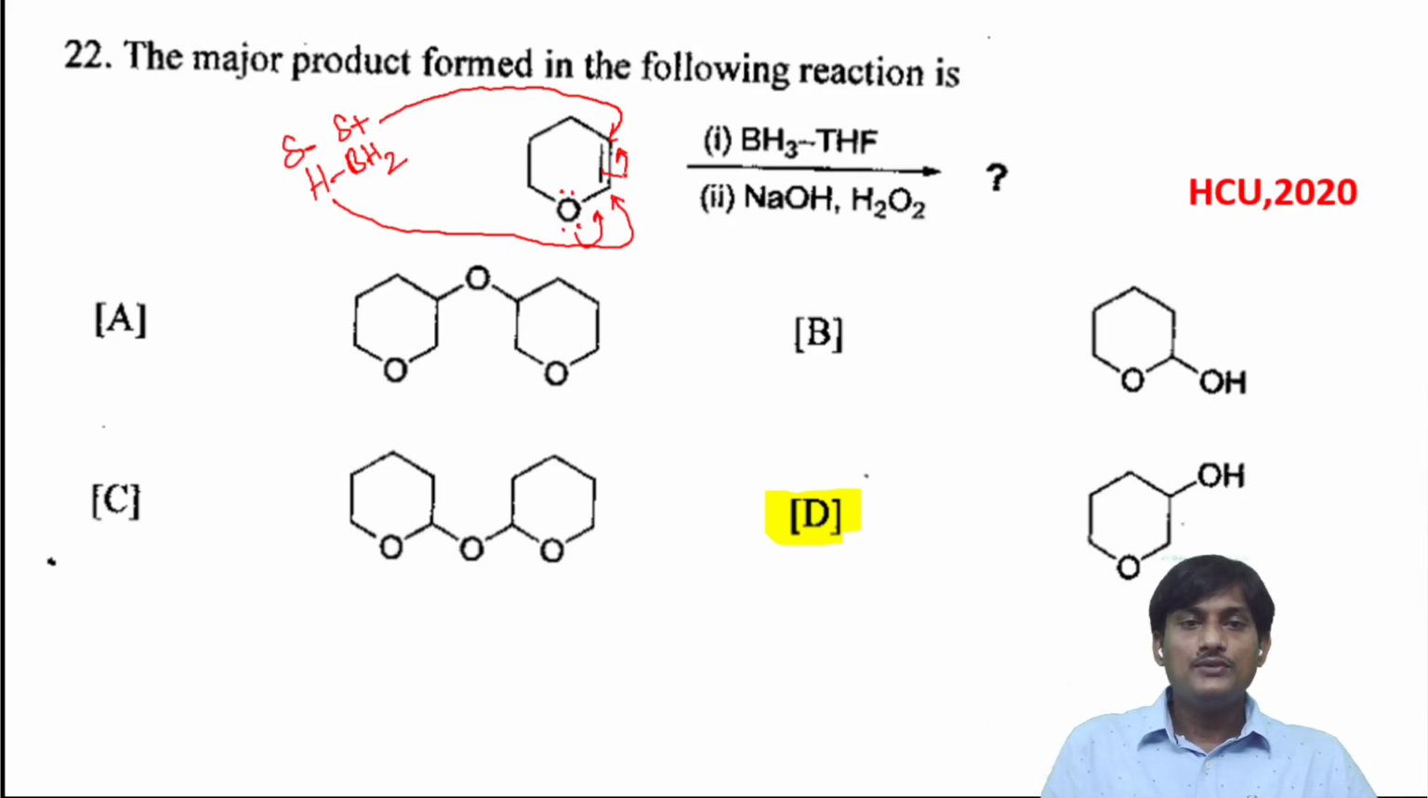So there is a formation of this compound you will get. Here there is a BH2 and here there is a hydrogen. When you treat with OH minus in the presence of hydrogen peroxide, there is a hydroxylation. So there is a removal of BH2 and a substitution of OH, and you will get this product.